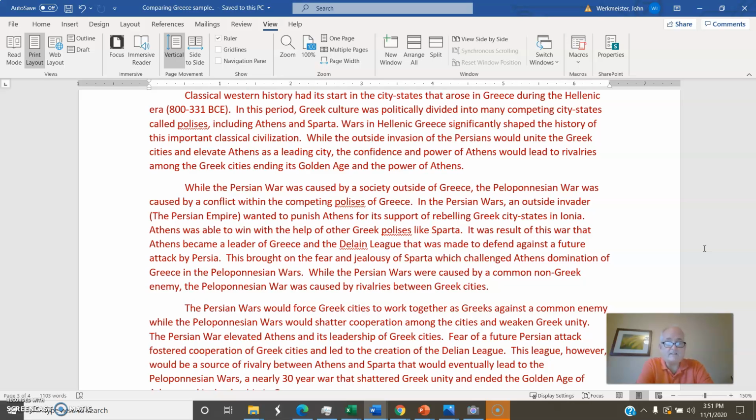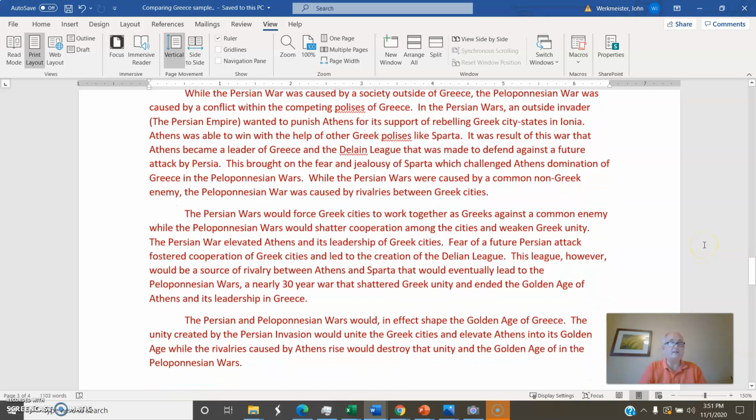But look at the last sentence of that second paragraph, because you have to explain how your evidence supports your claim. While the Persian Wars were caused by a common non-Greek enemy, the Peloponnesian War was caused by rivalries between Greek cities. So I lead that into the idea of jealousy between the cities, and I transition there into the Peloponnesian War because it does transition kind of conveniently.